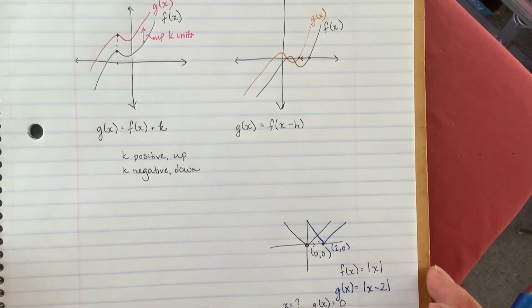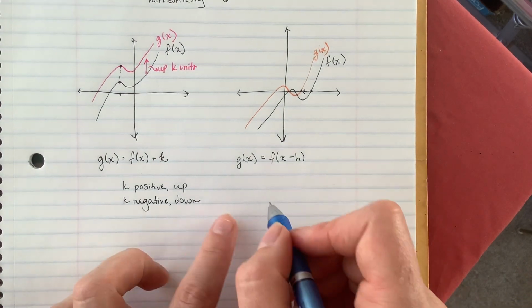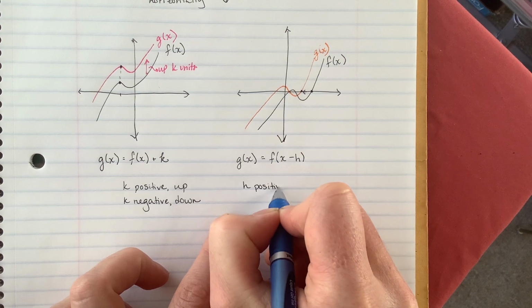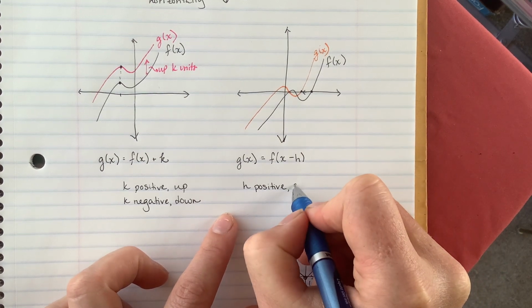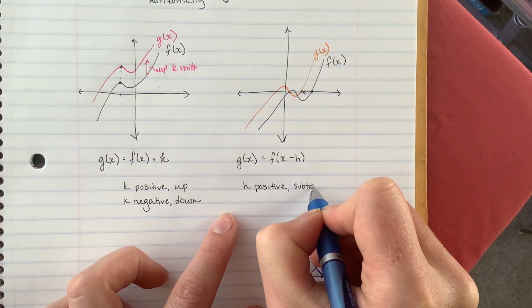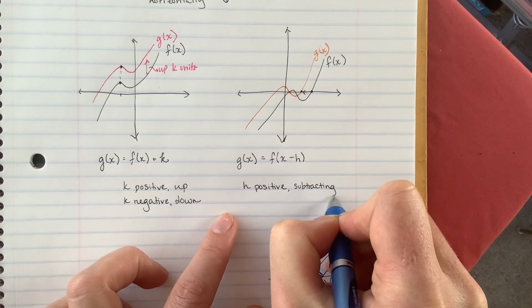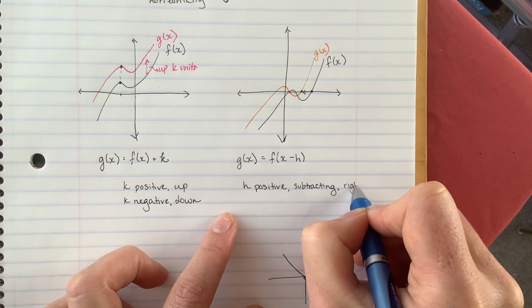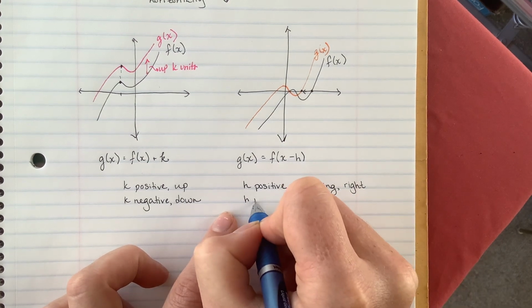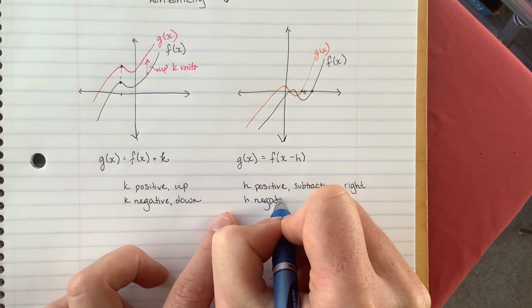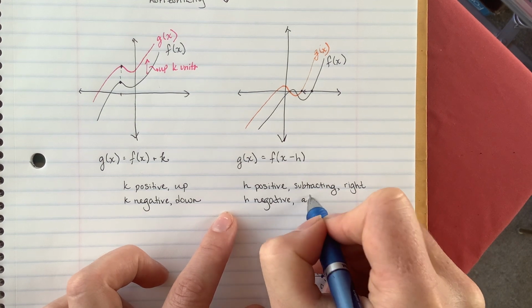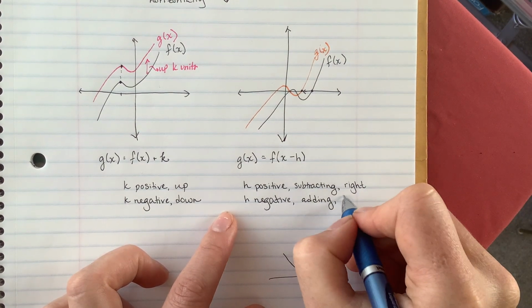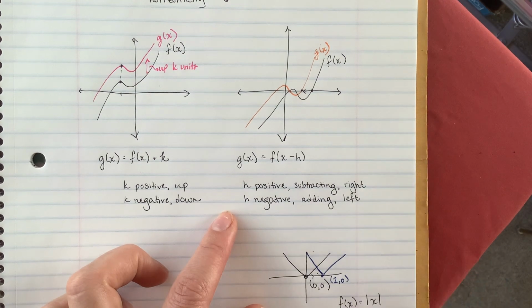So you'll see in horizontal transformations that when h is positive, that means you'll be subtracting and it's a move to the right. When h is negative, you'll be adding, because if you subtract a negative, that makes positive, and you'll be moving to the left.